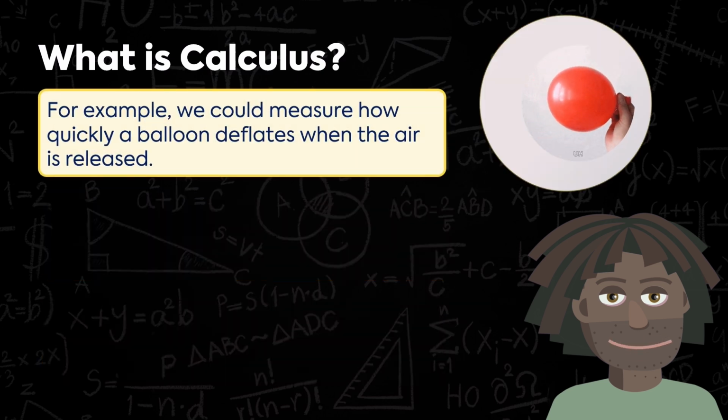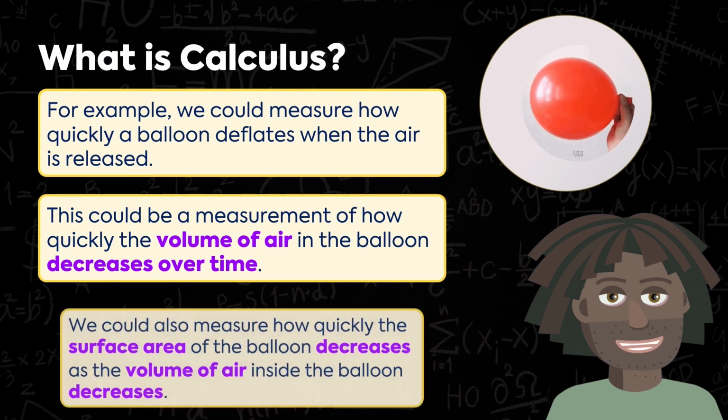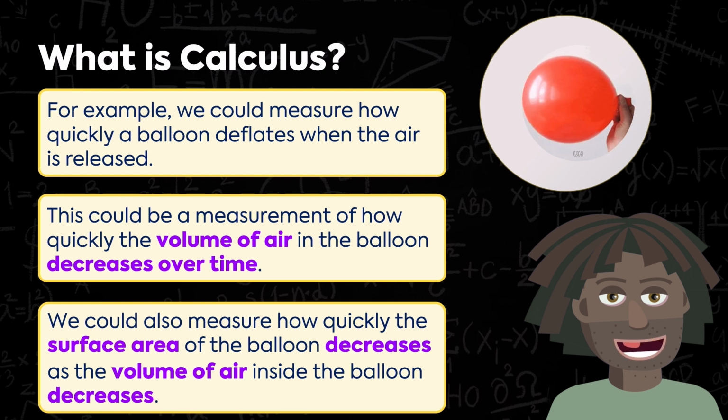For example, we could measure how quickly a balloon deflates when the air is released. This could be a measurement of how the volume of air in the balloon decreases over time, or we could also measure how the surface area of the balloon decreases as the volume of air inside the balloon decreases.